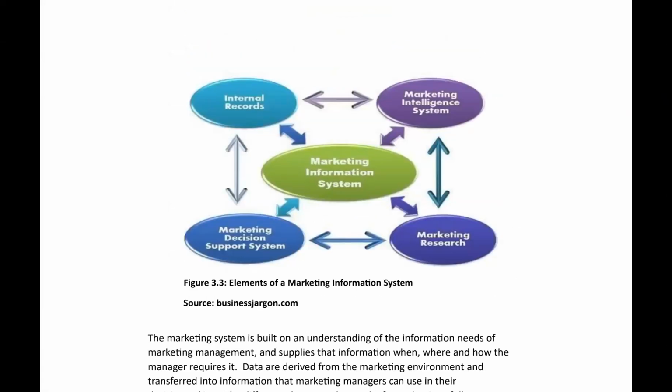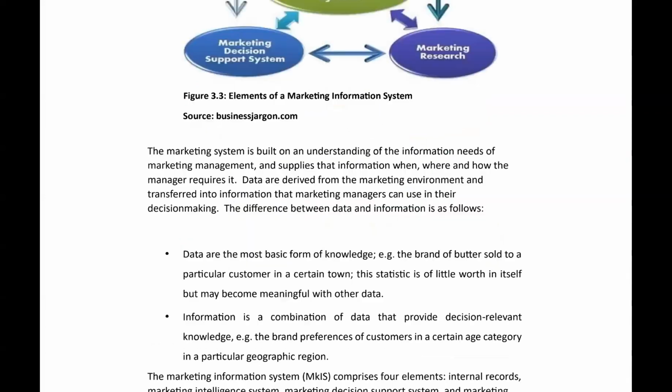Now, the above are the elements of marketing information system. So there are what we call the internal records, the marketing intelligence system, right? There is marketing research here, there is marketing decision supporting system. All these are the marketing information system. It has all these elements: internal records where you record, the marketing intelligence system, marketing research, and the marketing decision supporting system.